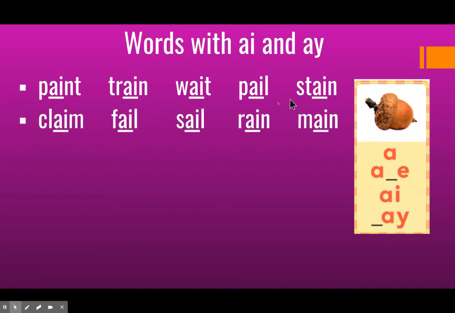Okay, next line. Ready? Read them with me. My turn. A, claim. A, fail. A, sail. A, rain. A, main. Now you read them with me. A, claim. A, fail. A, sail. A, rain. A, main.